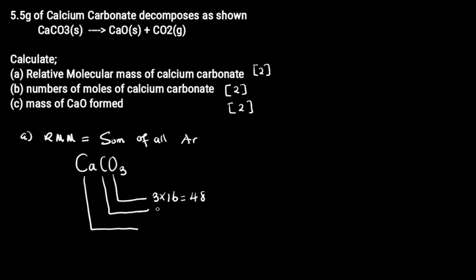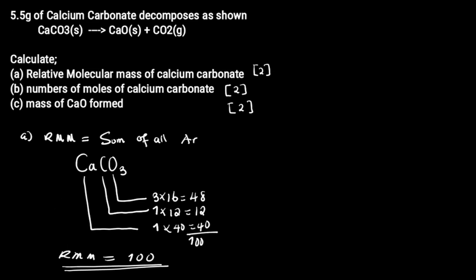How many carbon atoms are here? There's just 1. Mass number of carbon on the periodic table is actually 12, and this will give you 12. Calcium is 1 atom there. Mass number is 40, and this will give us 40 here. This should be able to give us 100. Now this is relative molecular mass, so it has got no units. So you just conclude relative molecular mass is equal to 100. Is that difficult to show?